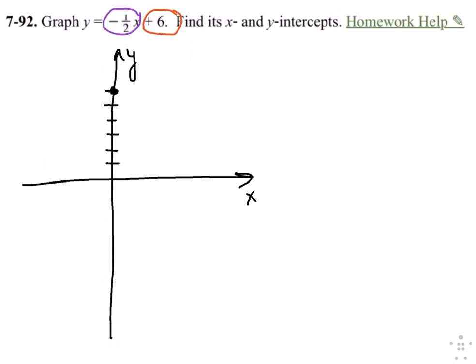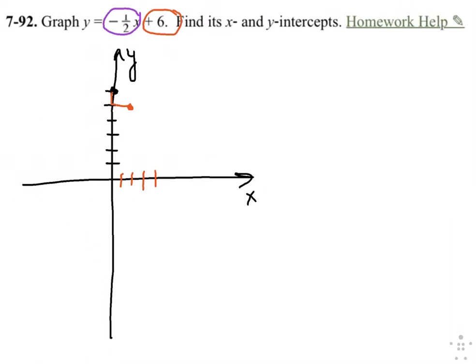So negative 1/2 is the slope. So I'm going to go down 1 point. Let me see, I'll do this in red. I'm going to go down 1 point and over 2, right? So let me put tick marks. So down 1 over 2, right? That's negative 1/2. And then I can keep going, right?